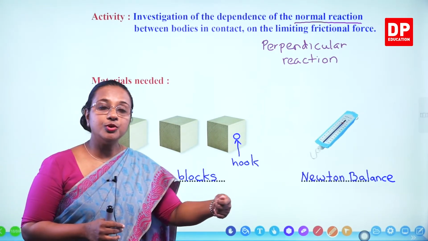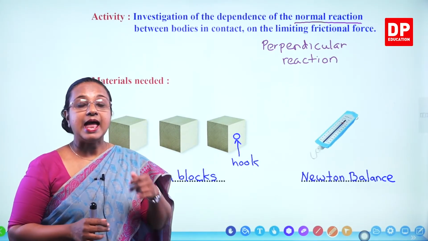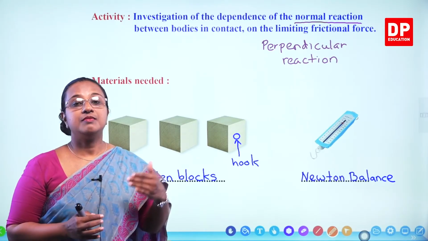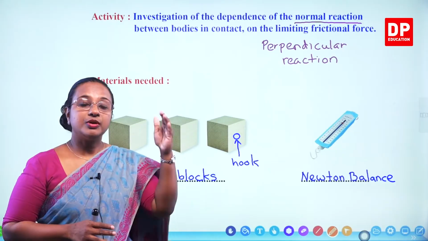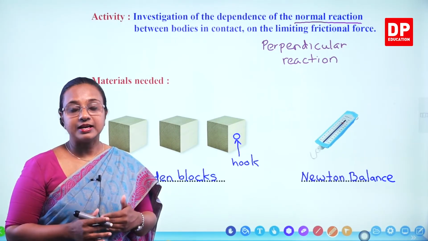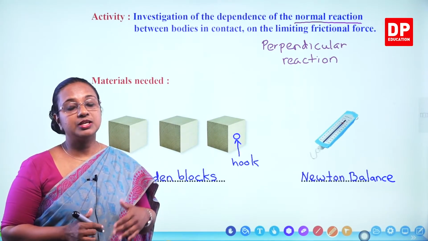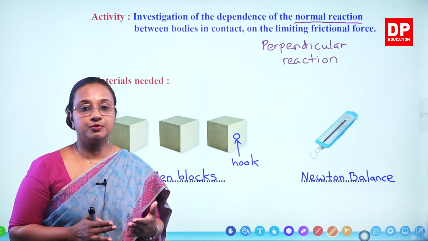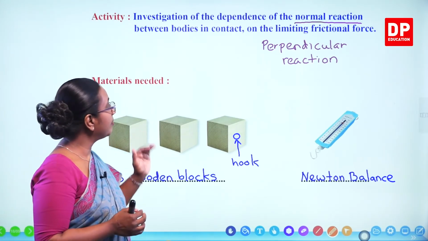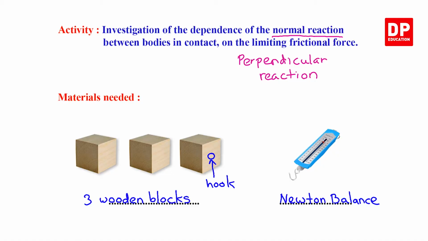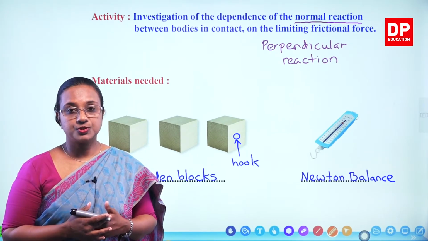Then we try to pull the block that is at the bottom with the Newton balance, and as it starts to move, we get the reading of the Newton balance. So in each instance, we are getting the reading of the Newton balance that is equal to the limiting frictional force. Then we can compare whether the normal reaction, perpendicular reaction, affects the limiting frictional force.